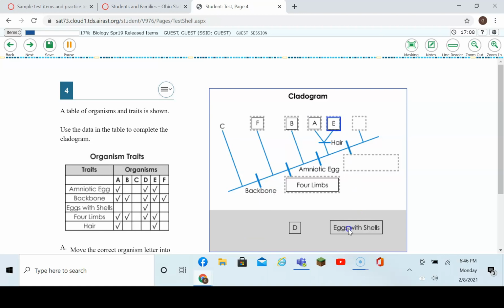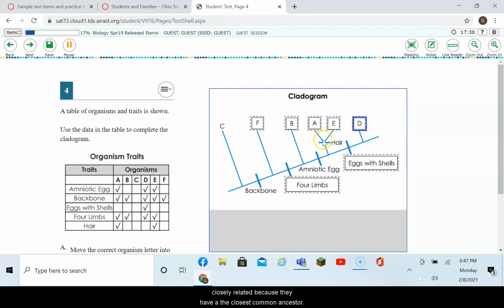So what we're left with is, as a trait, eggs with shells. And let's see who meets that category. It's D, right? D has a backbone. D has 4 limbs, right? So he can jump that. D has the amniotic egg. D does not have hair, so he's not going to go up that path. He does have eggs with shells, so D is here. And that's our cladogram. And remember, these two are closely related because they have the closest common ancestor.